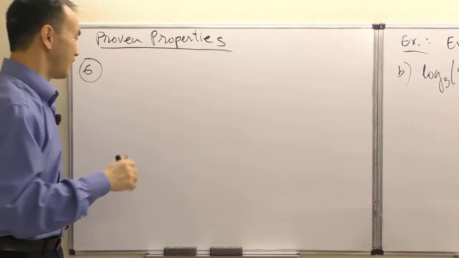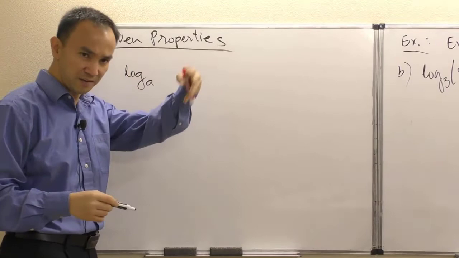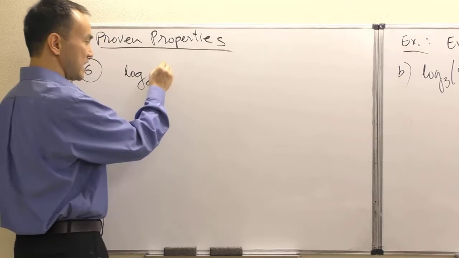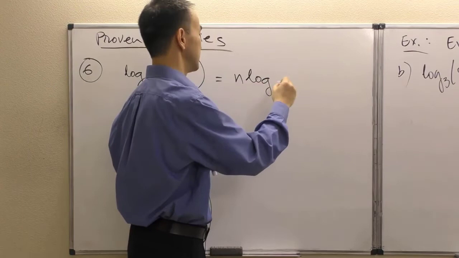So let's look at it. It's proven that log base A, whatever base that is, base e, base 10, base 2, base 3, base 0.5, base 0.1, as long as the base is positive and other than 1, of a value x to the n equals n times log base A of x.